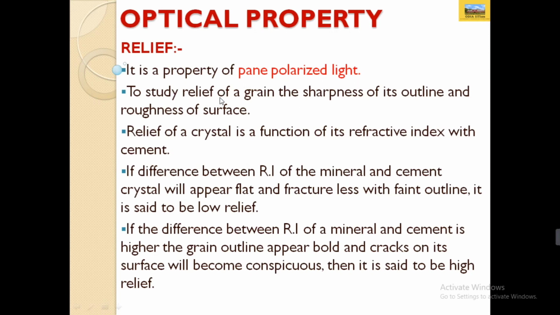Relief of a grain is the sharpness of its outline and roughness of the surface. Relief of a crystal is a function of its refractive index with respect to the cement. If the difference between the refractive index of the mineral and the cement is small, the crystal will appear flat, fractureless, with a faint outline, and it is said to be low relief. Similarly, if the difference between the refractive index of the mineral and the cement is higher, the grain outline appears bold and cracks on its surface become conspicuous, and then it is said to be high relief.